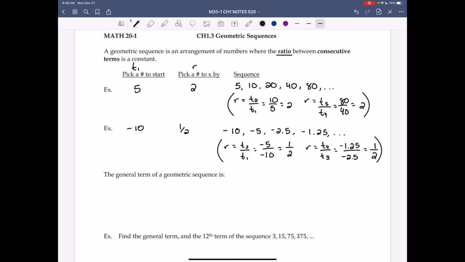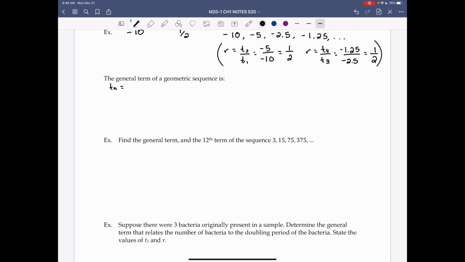The general term of a geometric sequence is Tn equals T1, the first term, times R to the power of n minus 1. So T1 is the first term, n is the term number, R is the common ratio, which is equivalent to the ratio of two consecutive terms, so T2 divided by T1, or T5 divided by T4, or any two consecutive terms, so Tn divided by Tn minus 1, and Tn is the nth term.